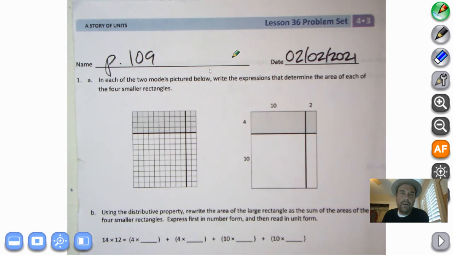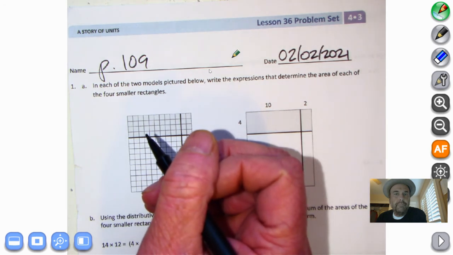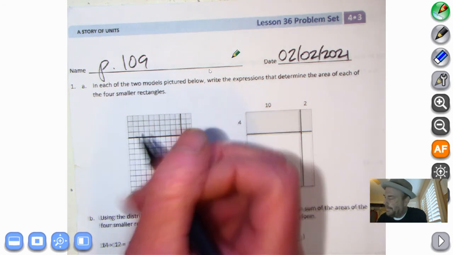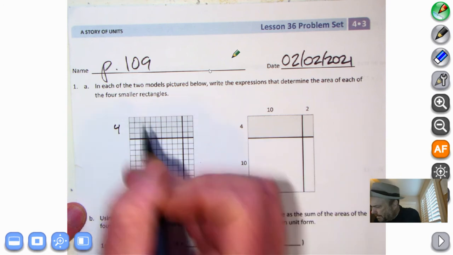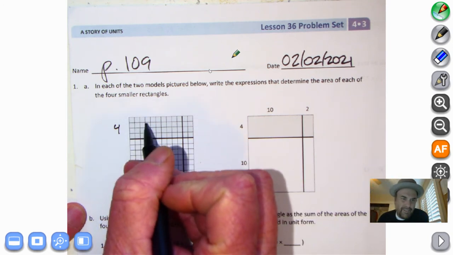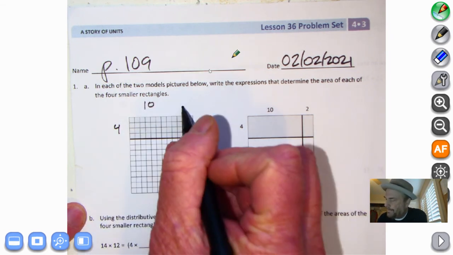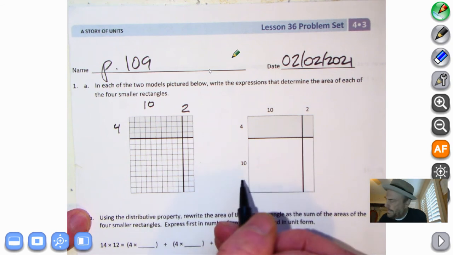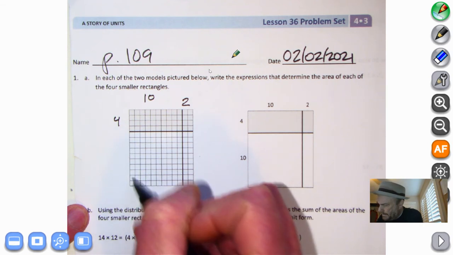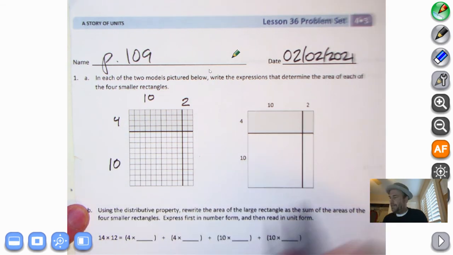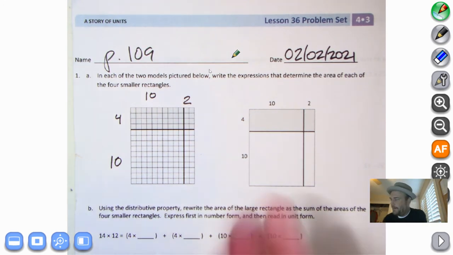So let's take a look at what we got so far. Take a look at this first one. We have 1, 2, 3, 4. Then we have 1, 2, 3, 4, 5, 6, 7, 8, 9, 10. So let's look at their same. We have 1, 2 there. How many do we have here? 10. Yep, as figured, and the 2 over there. All right, so we're going to write down the expressions of this whole area model.